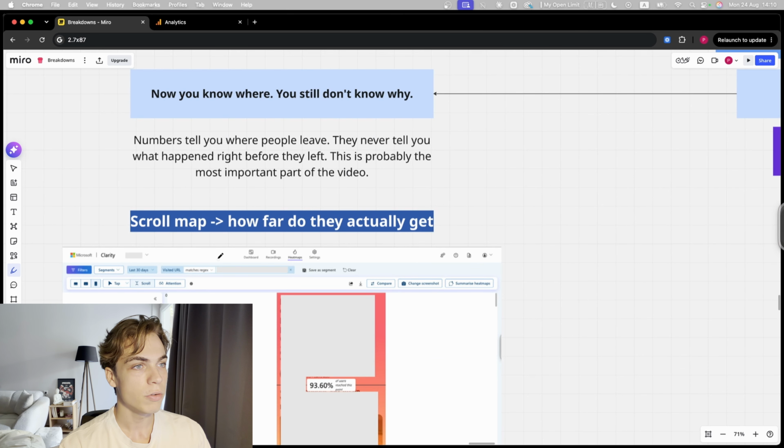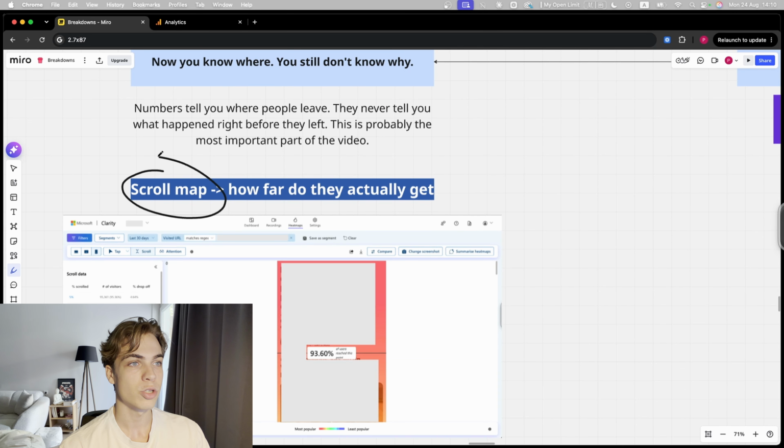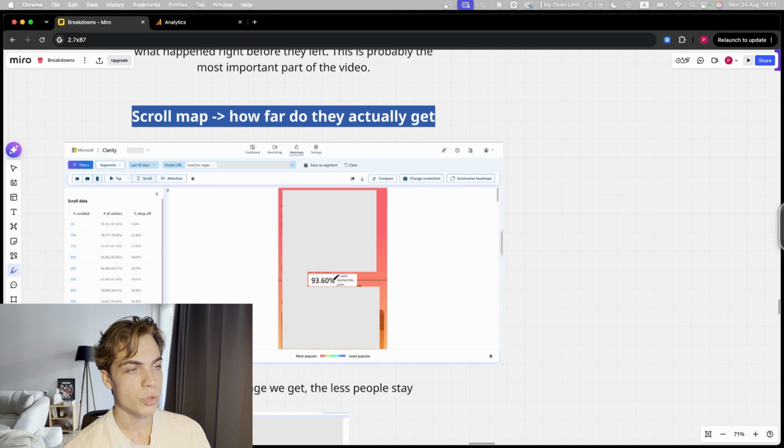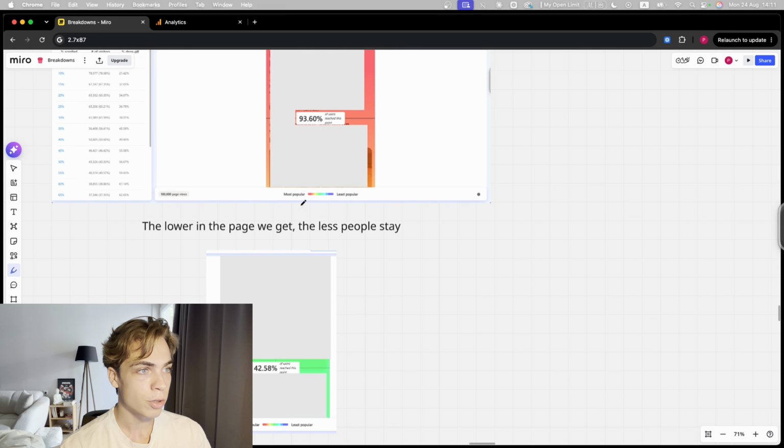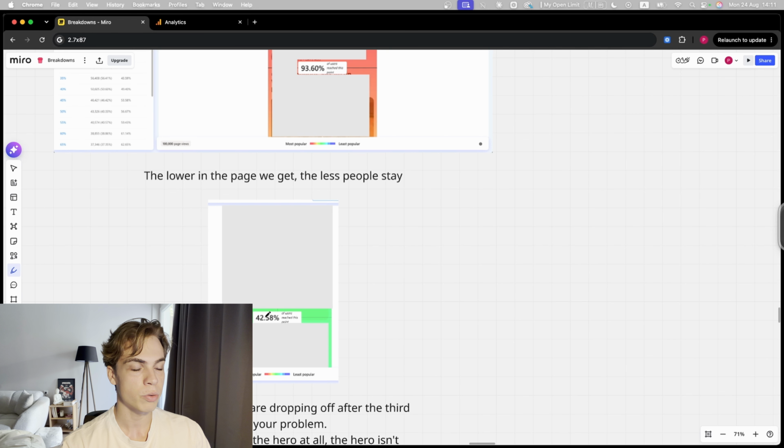For Clarity, one of the things you can look at is the scroll map, and this is how far people are scrolling down your page. Here I am, for example, in the hero section. As you can see, 93% are just below the hero section staying, and then over here is the average fold, and the lower in the page we get, the fewer people stay. Here I'm scrolling pretty far down, and as you can see, 42% of people have stayed over here.